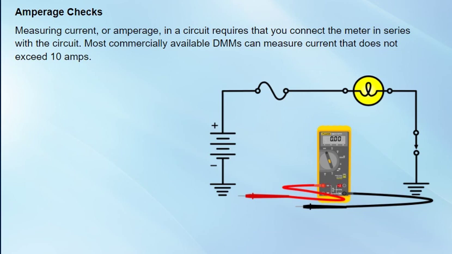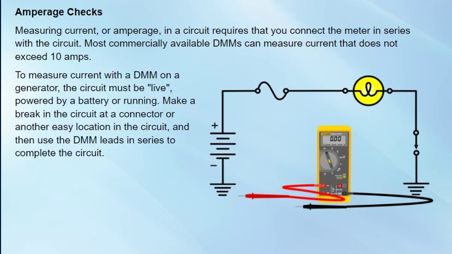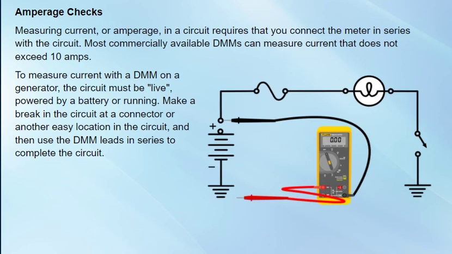Measuring current or amperage in a circuit requires that you connect the meter in series with the circuit. Most commercially available DMMs can measure current that does not exceed 10 amps. To measure current with a DMM on a generator, the circuit must be live, powered by a battery or running. Make a break in the circuit at a connector or another easy location in the circuit, then use the DMM leads in the series to complete the circuit.